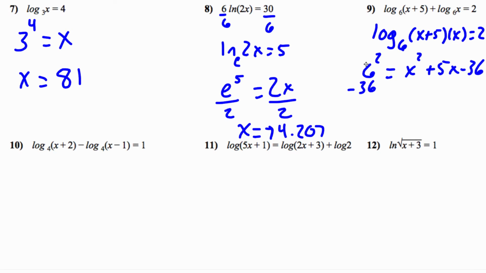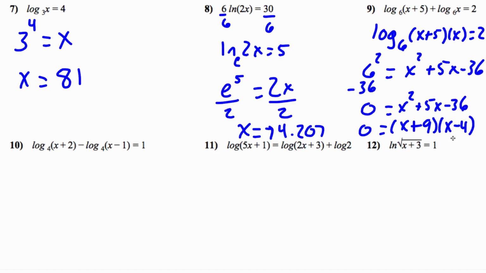Since this is a quadratic, we'll want to have 0 on the left-hand side in order to solve this. So we get 0 equals x squared plus 5x minus 36. And then we're going to do some factoring. So this is going to factor into x plus 9 and x minus 4. And then if we work on solving each one of those, we're going to get x equals negative 9 and x equals 4. Now one thing we have to remember is we can't evaluate logarithms of negative numbers, so this x equals negative 9 can't safely be plugged back in, so the only answer for that one is going to be x equals 4.